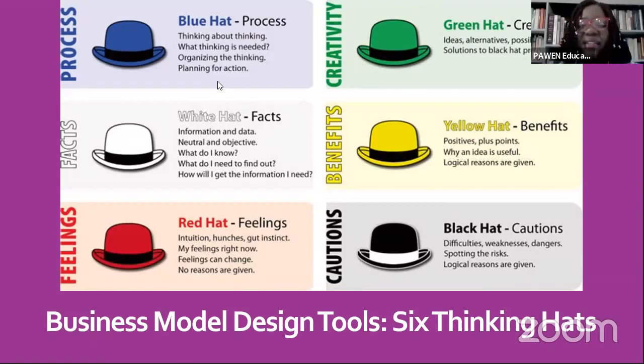So if you're wearing the red hat, you're looking at it from, how does this business make me feel? If you're looking at it from a white hat perspective, you're looking at the facts. What are the facts on the ground? What are the key benefits? What are the key details about this business? If you're looking at it from the green hat perspective, you're looking at creativity and innovation. How can I improve it? If you look at it from the yellow hat, you're looking at it from the benefits position. And if you're looking at it from the black hat perspective, you're looking at it from the antagonistic perspective. You're looking at what will not work.